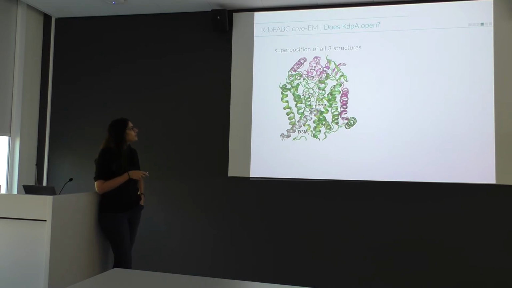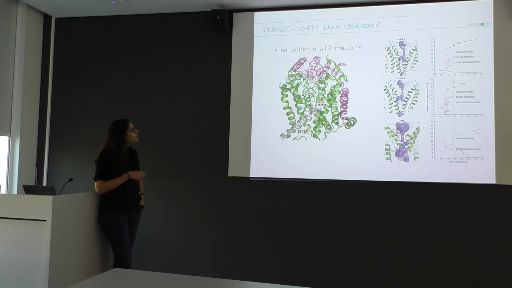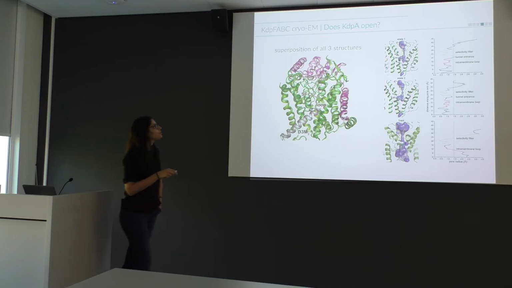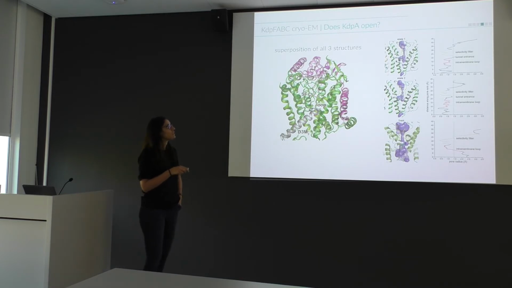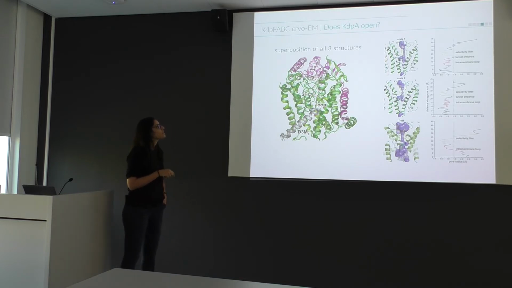So this kept us thinking, and I mean, how the hell does it then work? Because for decades, people believed that this at a certain point will just open and let the potassium go through. Also, if we try to calculate any of these tunnels, these accessibility cavities, for state 1 and state 2, we were never able to find anything opening to the intracellular side, which is what was predicted.